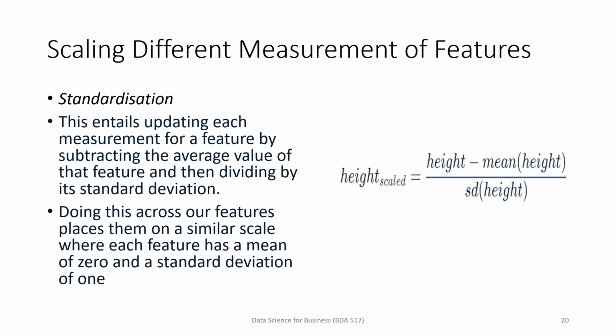Now, with the scaling, for instance, if we are to scale the height, it's just the actual height minus the mean height divided by the standard deviation. When you standardize it, normally your standard deviation is 1 and your mean is 0. We'll take several examples so you understand.